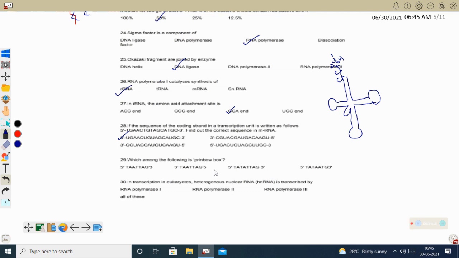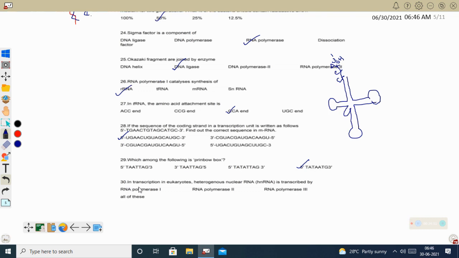That is in the 5 prime to 3 prime direction that we have studied, right? So here TATAAT is in the 5 prime to 3 prime direction, that is this one. Okay, TATAAT G. After T, a G can come, C can come, any nucleotide can come. So this is the correct option.